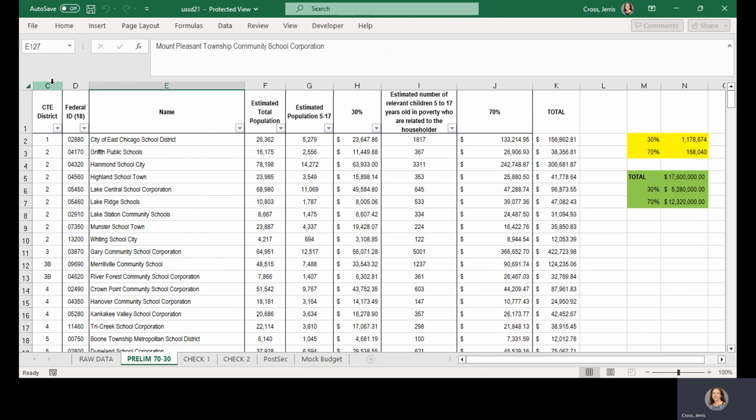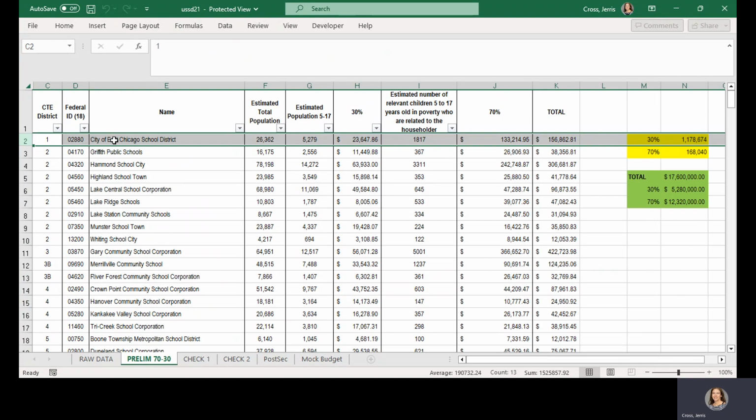And I add the column for CTE district. And this is just the secondary formula. So post-secondary, we'll talk about that in a few minutes. But I take each of the CTE districts that we have, I assign it to the relevant school corporation. We have several different types here. We have co-ops, we have career centers, we have standalones like East Chicago or Gary or IPS. So I take that and I look at all of that information.